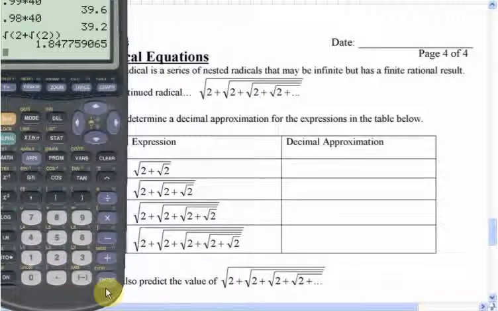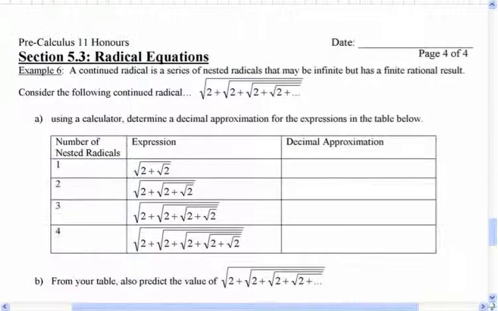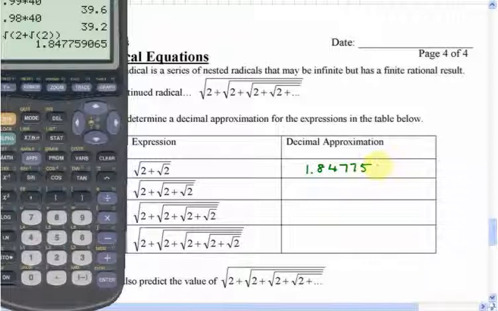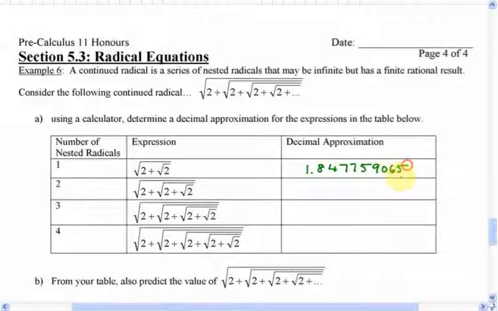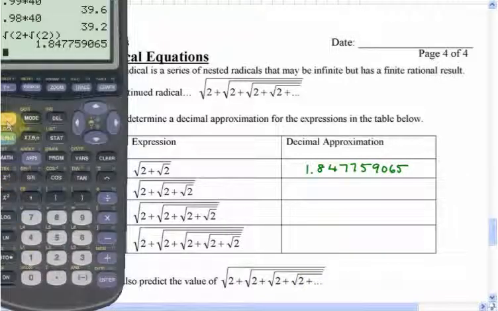So I'll write this down. I'll say this is 1.847759065. Okay? Now, dear friends, I want you to try the rest of them right now on your own. Okay? And let's see if you can get decimal approximations and write them down. Okay, and if you want to look at how you can type this in, I'll do one more with you.